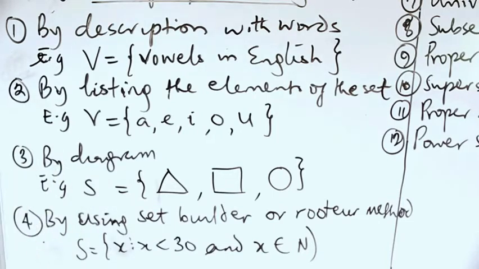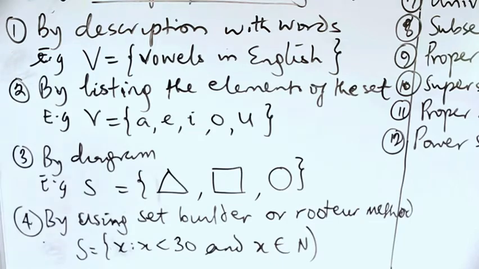Then we have another method of representing sets. We can also represent sets by using set builder system, or we call router method. In this one, we use some notations. For example, set S is equal to set of X such that X is less than 30 and X belongs to natural numbers. This set is a set of counting numbers that are less than 30.